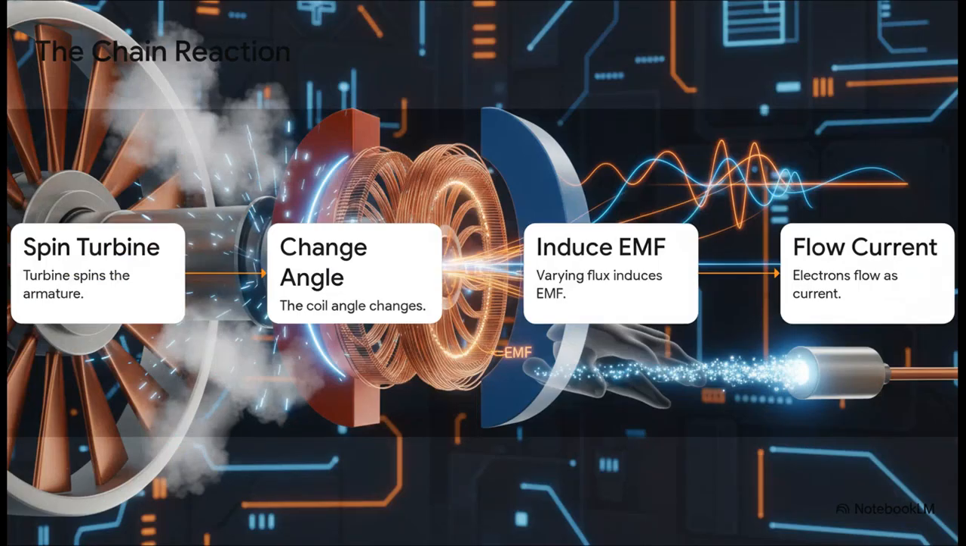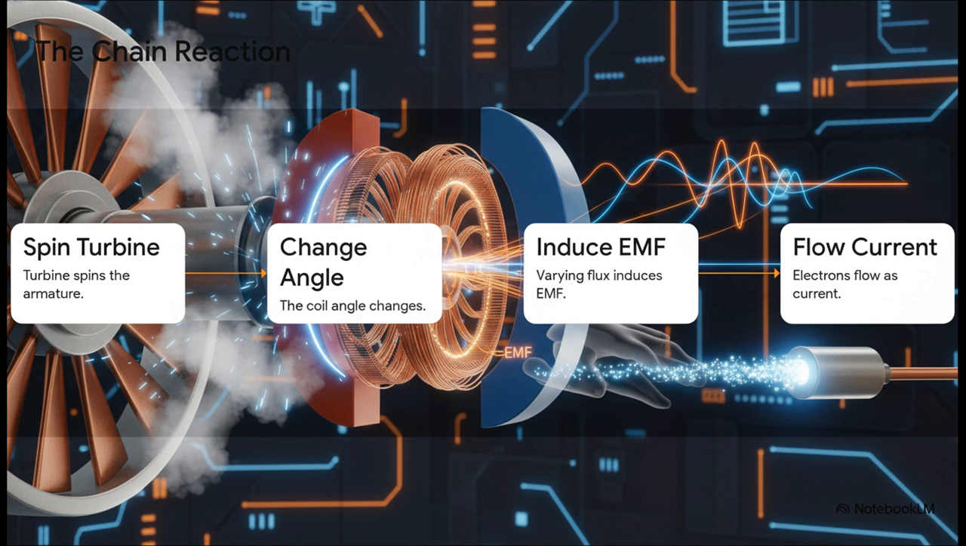Let's walk through this elegant cause and effect chain step by step. Step 1, the external mechanical force, like a massive steam turbine, kicks in and violently spins our copper armature. Step 2, because it's spinning inside a fixed magnetic field between the north and south poles, the angle of the copper coil is continuously changing from perpendicular to parallel, over and over again.